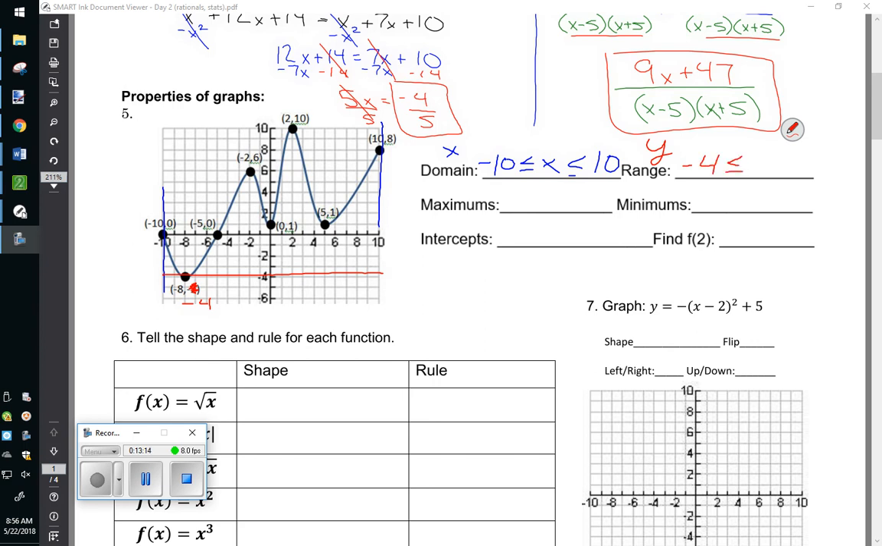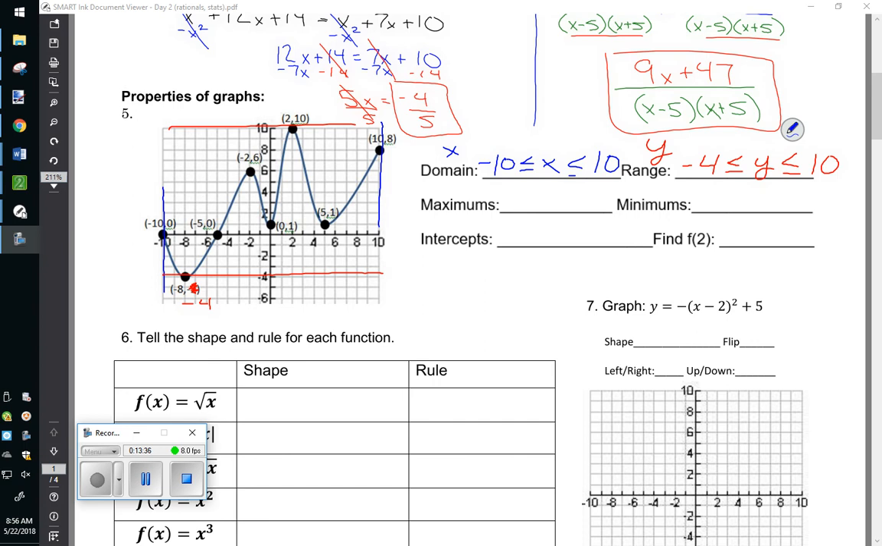Negative 4 is less than or equal to, what letter should I put in the middle? Y. Less than or equal to y is less than or equal to, we're trying to find the top of my graph. Stop right there at 10. Negative 4 is less than or equal to y is less than or equal to 10. Those are my domain and range. This one's not really tough. We didn't give you a bunch of them.